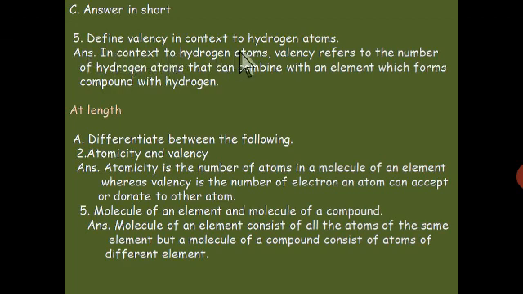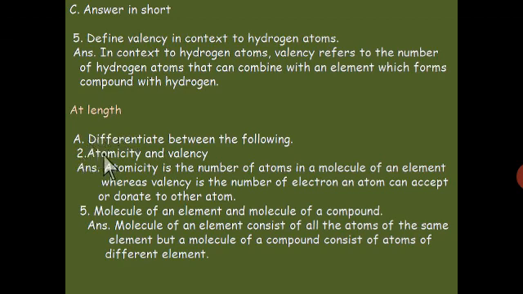Define valency in context to hydrogen atoms. Answer is, in context to hydrogen atoms, valency refers to the number of hydrogen atoms that can combine with an element which forms a compound with hydrogen. So this is the definition of valency, but in context to hydrogen atoms. Then come to at length.